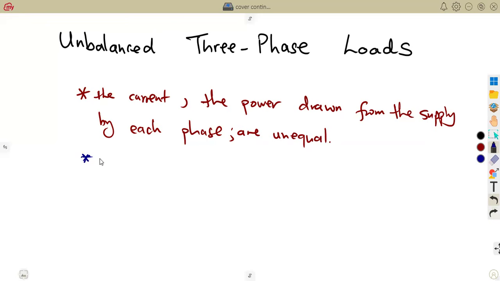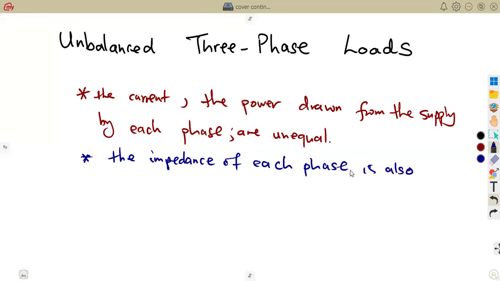Also, the impedance of each phase is not equal. You are also going to consider the impedance of each phase. The impedance of each phase is also unequal. So these are the major characteristics that you will need as you consider the unbalanced three-phase loads.